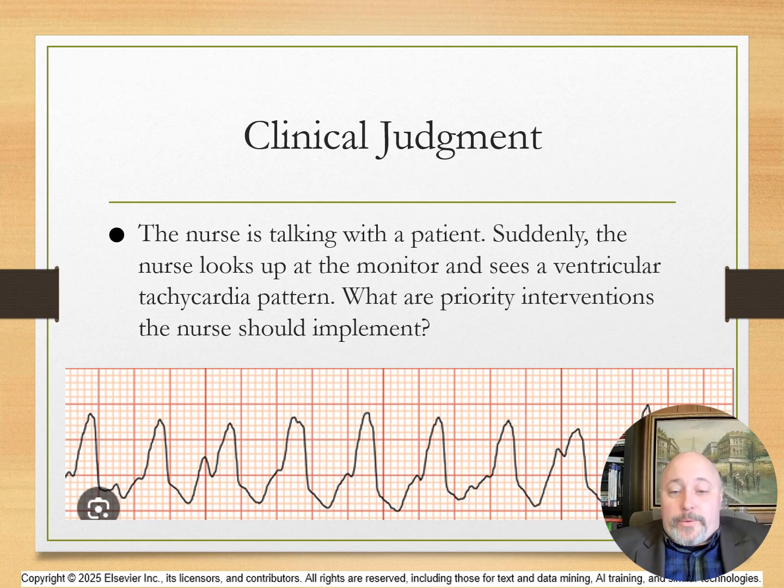The nurse is talking with the patient. Suddenly, the nurse looks up at the monitor and sees a ventricular tachycardia pattern. What are your priority interventions going to be? Because a loose lead or electrical interference can produce this waveform, it's immediately assess the patient for a pulse and consciousness. From there, check our leads. If this is not the problem, evaluate the patient further, calling for help. The patient can be in stable ventricular tachycardia before decompensating, though this is a life threatening emergency that should be taken seriously.